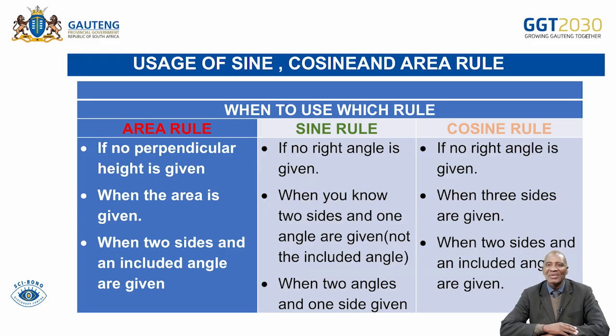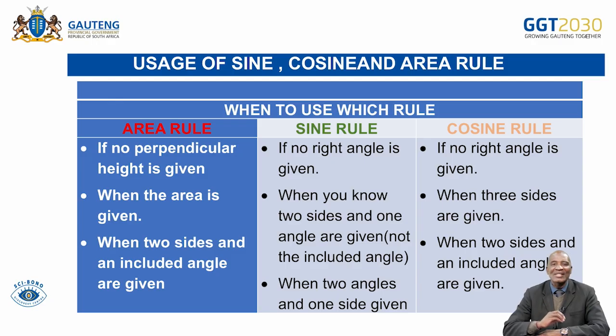Then the cosine rule, if no right angle is given, when 3 sides are given. In other words, when all 3 sides are given, you can apply the cosine rule to find some identified angle. Also when two sides and an included angle are given. So these are the situations that will enable us to use any of those three given rules.